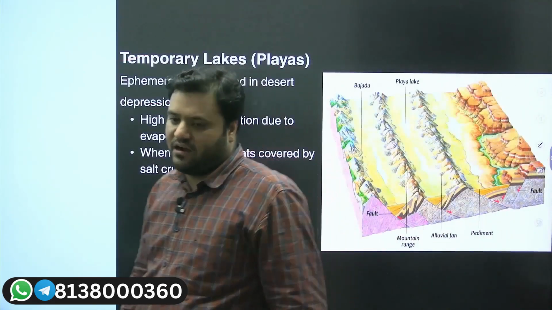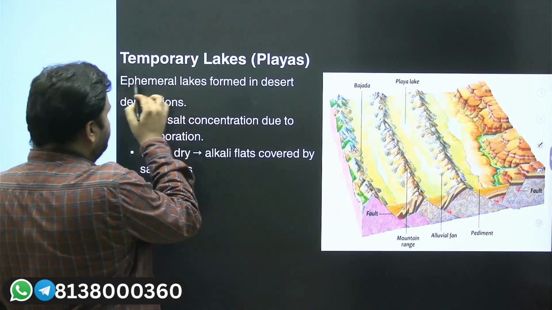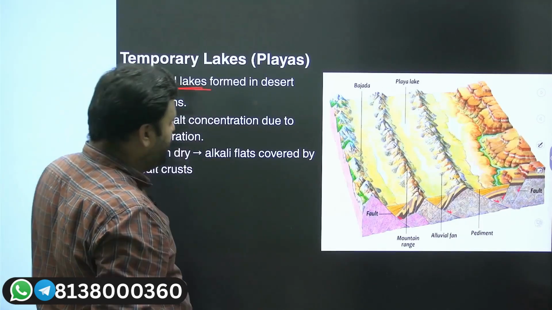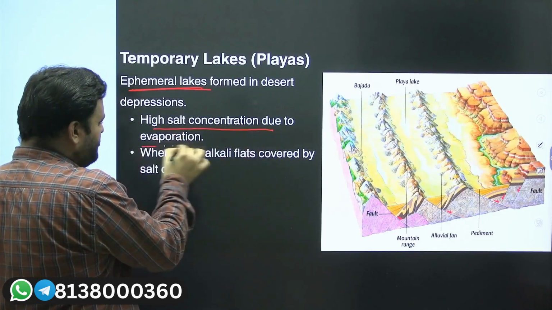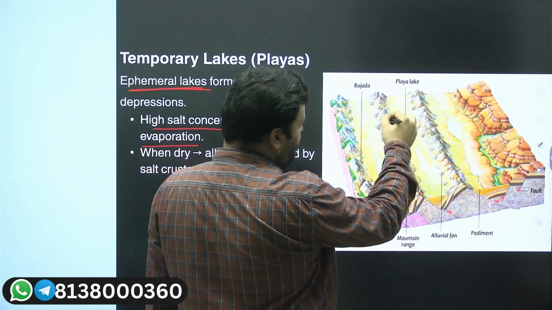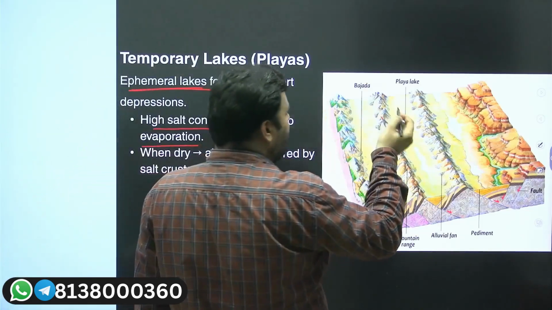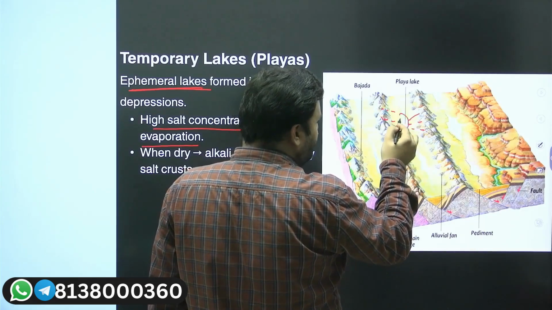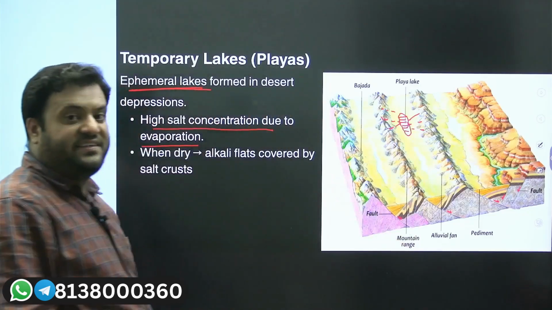Then we have a Bajada and we have a Playa. So when ephemeral lakes are formed, and we have a high salt concentration due to evaporation, that kind of lake will be called what? Playa lakes. Suppose we have a mountain, and we have meager rainfall, very scanty rainfall, in that case we may have some deposition of water, and that will be called what? Playa. So Playa is the desert landform.